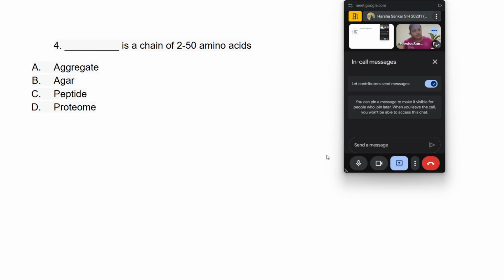Dash is a chain of 2 to 50 amino acids. Option A aggregate, option B agar, option C peptide, option D proteome. Okay, it's a very simple question. Still, I am giving time until 6:43. So at 6:44, we'll discuss the answer.